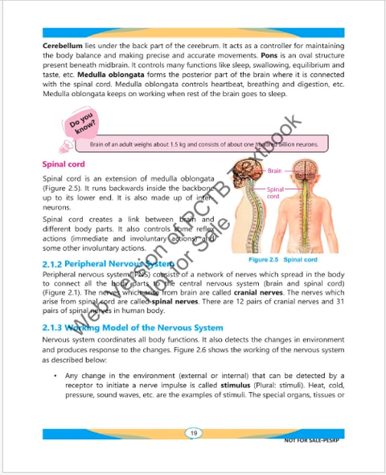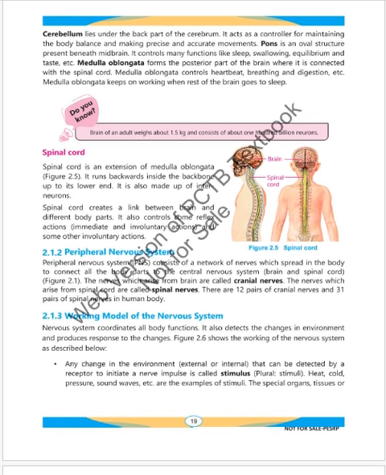Working model of a nervous system. The nervous system coordinates all the body functions. It also detects changes in the environment and produces responses to the changes. Figure 2.6 shows the working of the nervous system as described below. Any change in the environment, external or internal, that can be detected by a receptor to initiate a nerve impulse is called a stimulus. Plural, stimuli. Heat, cold, pressure, and sound waves are examples of stimuli.